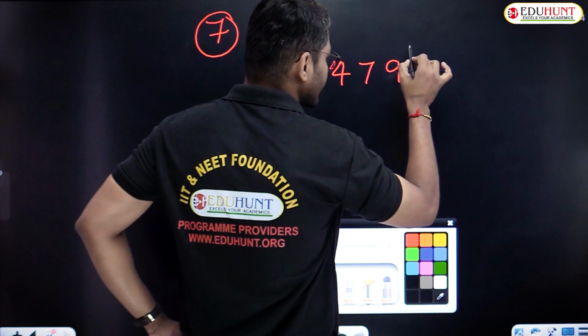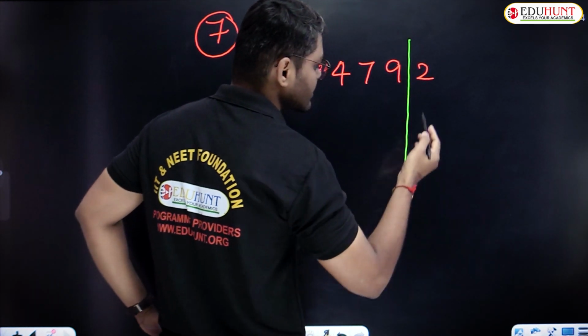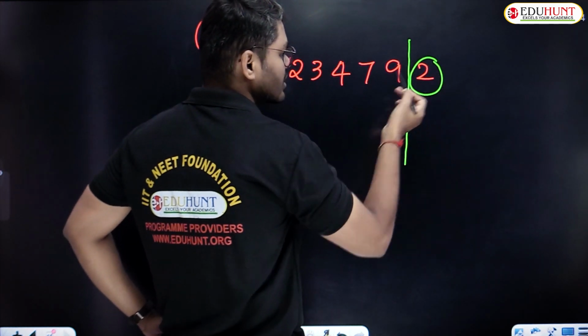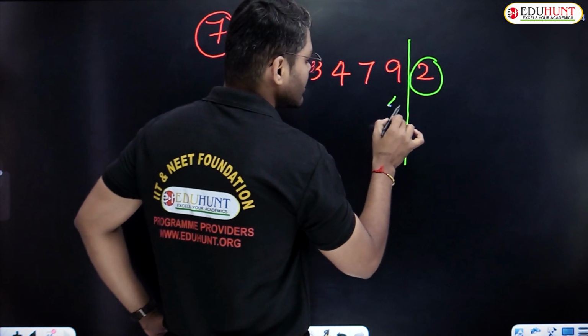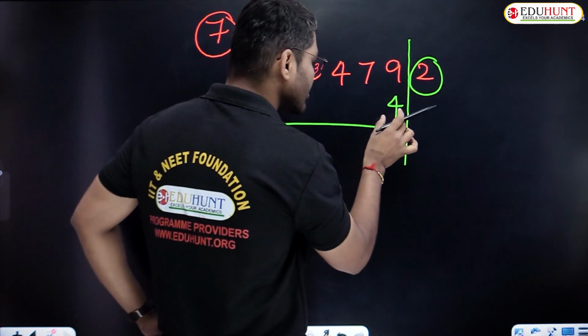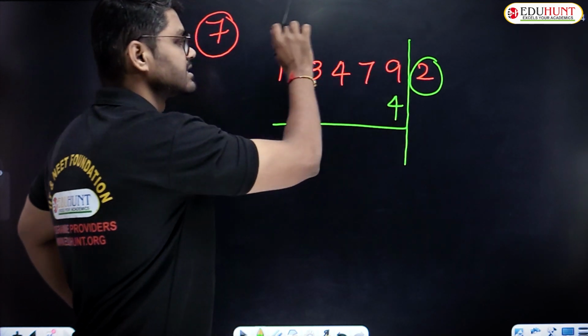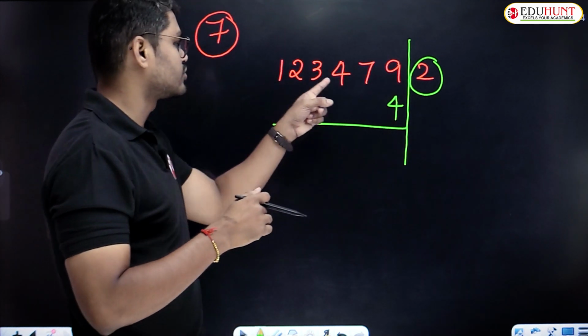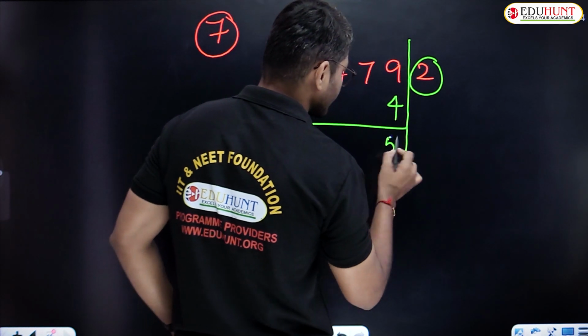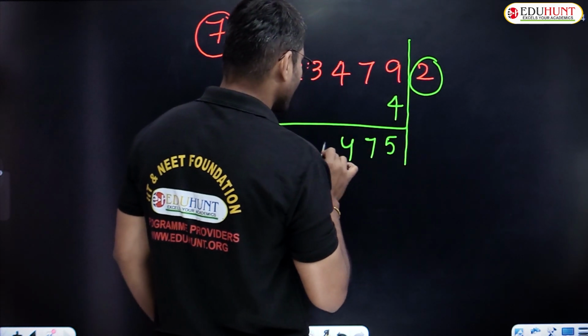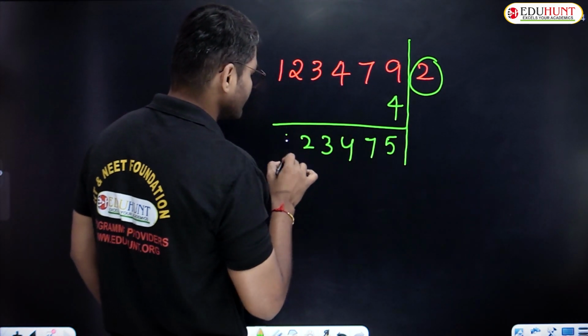First, take the last digit. What is the last digit here? 2. Double that number, that means 4. Subtract that doubled number from the remaining digits. What is the remaining number? 1, 2, 3, 4, 7, 9. Subtraction. This gives 1, 2, 3, 4, 7, 5.